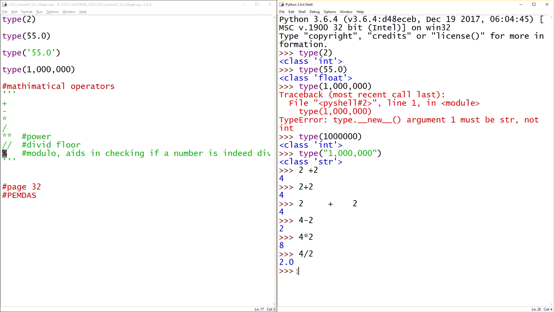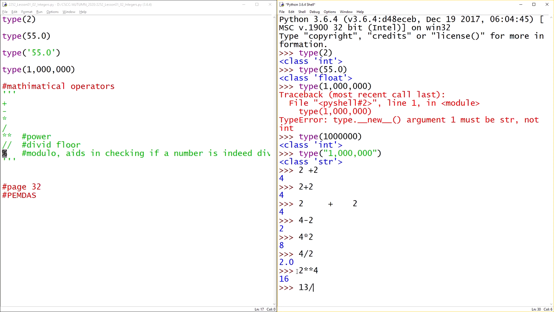Now let's do some power of. Let's say 2 to the power of 4, right? 16. 2 times 2 times 2 times 2. 2 times 2 is 4, times 2 is 8, times 2 is 16. Perfect. Awesome.